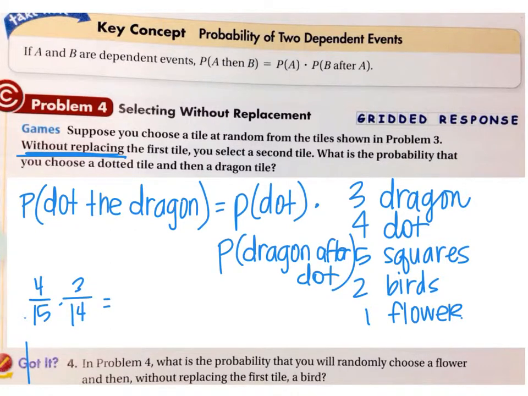When you multiply that, you get 12 over 210, which is going to reduce to 2 out of 35.